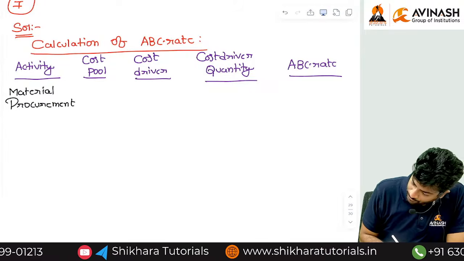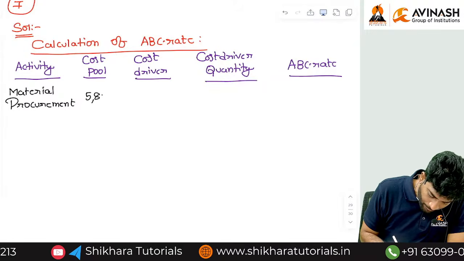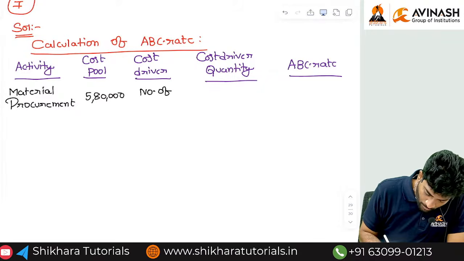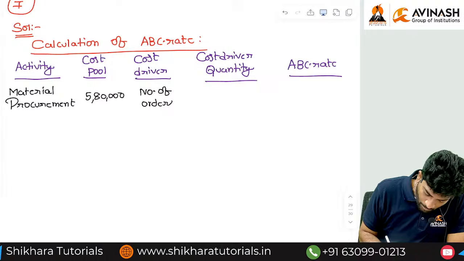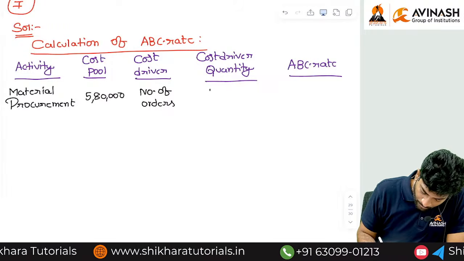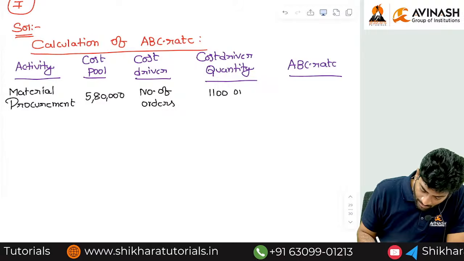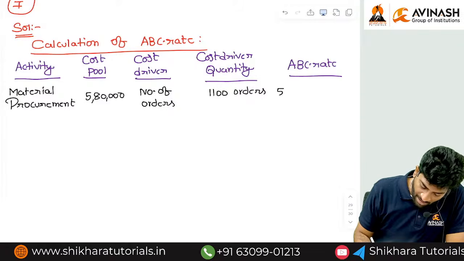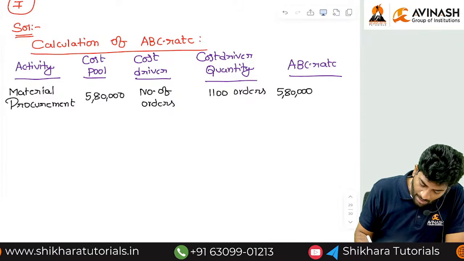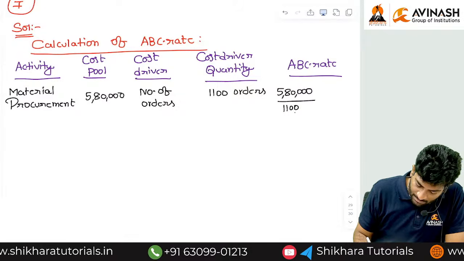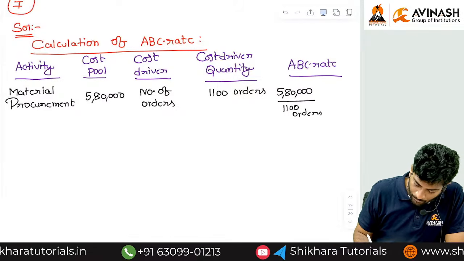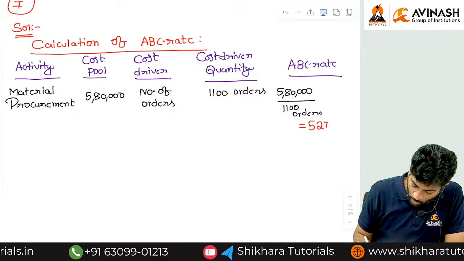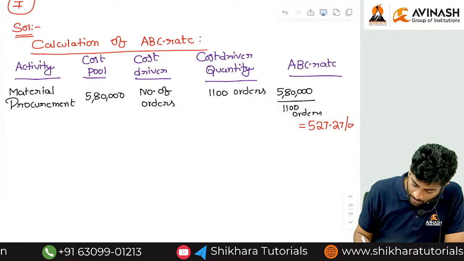Cost pool 5 lakh. Cost driver quantity. What is that? 1100 is right. 1100 orders. Here now 5,08,000 divided by 1100 orders, please. 527.27 per order.